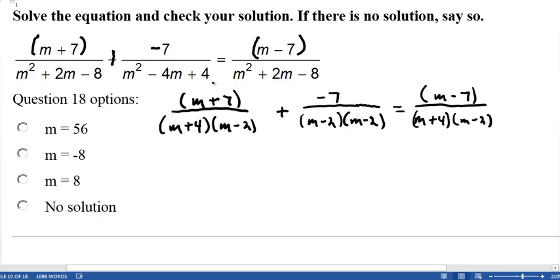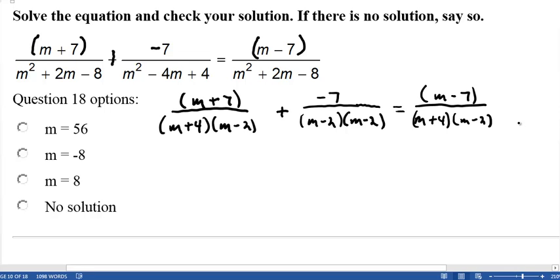For my second denominator, since again my leading coefficient is 1, I'm looking at the factors of a positive 4 that add to a negative 4, which would be negative 2 and negative 2. So that denominator factors to (m − 2)(m − 2). And the third denominator is the same as the first, so that factors to (m + 4)(m − 2).